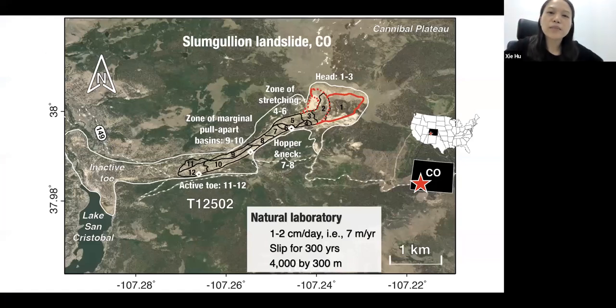So here, the Slumgullion landslide is credited as an ideal natural laboratory because it moves at a couple of centimeters per day, and that amounts to 7 meters per year. This slide has been active for the past 300 years since its reactivation, from the original headscarp to the new toe, which is 200 meters above the state highway. It also travels a long distance like a snake, by 4 kilometers.